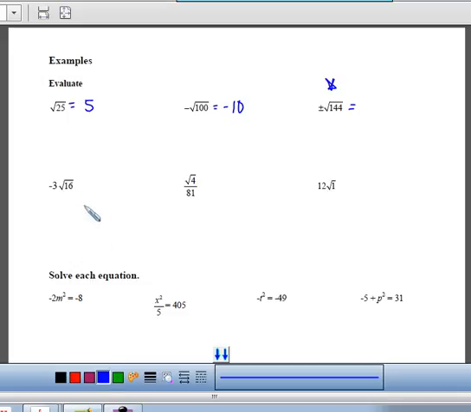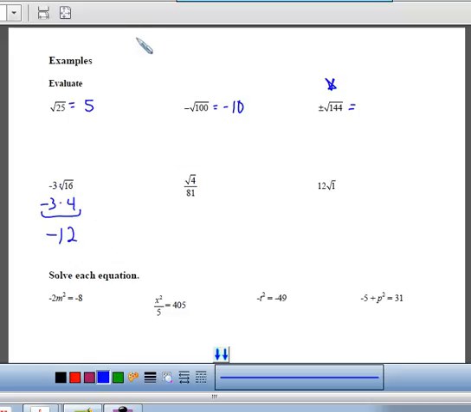Let's jump down to the next row. Alright, so I've got negative 3 times. Now, you might be saying there's no times sign. Just like with a variable, when there's nothing in between, you're going to multiply. So I have negative 3 times, if you want to put a dot, the square root of 16. Well, that's the same as negative 3 times 4, and negative 3 times 4 is negative 12.